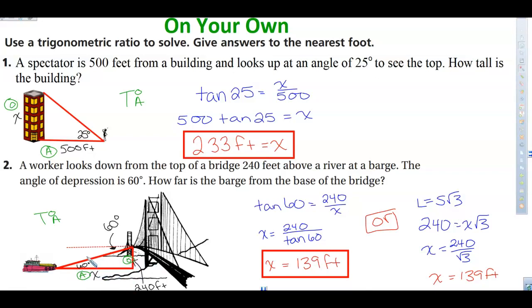Or, because it is a 60-degree angle, I can also use my 30-60-90 relationship, where my long leg is what I was given with the 240, because it's opposite the 60. So my long leg is my short leg times the square root of 3. Divide both sides by the square root of 3. Remember, since we're rounding to the nearest whole number, I can just put this in my calculator. I do not have to simplify this. If I was not rounding to the nearest foot, then yes, we would have to rationalize this denominator. If you have any questions, go ahead and write them down now.